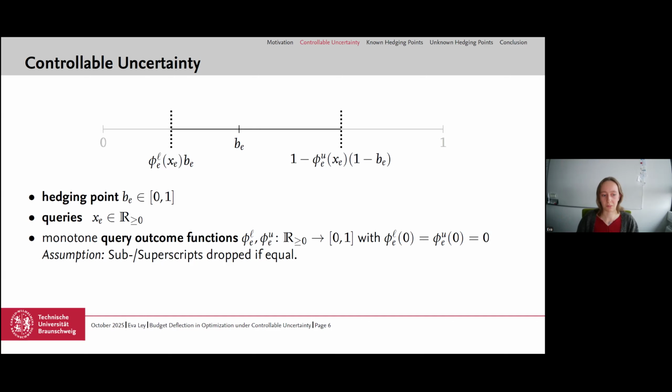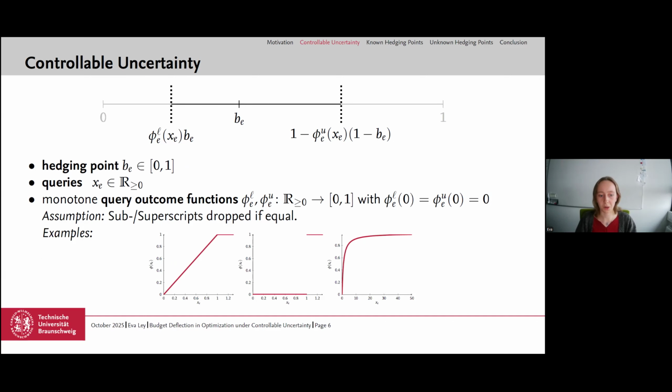Now with this, depending on the choice of the query outcome function, I can model different behaviors. For example, again the linear behavior here on the 0-1 interval. I could model some binary outcome by using such a step function, but I can also choose some asymptotic behavior, some asymptotic function, such that this hedging point is only reached in the limit, and even this might not be necessary. So this is not necessarily the case.